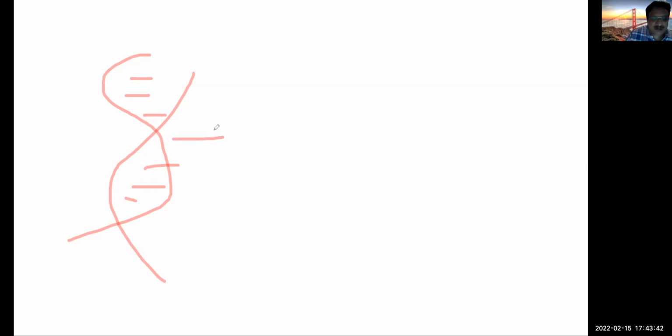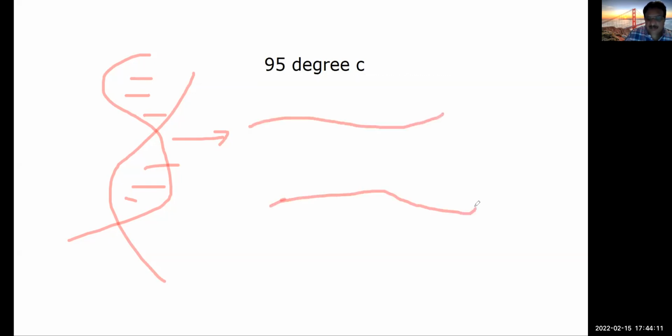Because if they were connected by a covalent bond, it would have taken a huge amount of energy to break this covalent bond. Because of this weak hydrogen bond, if you take DNA into a tube and raise the temperature to 95 degrees Celsius, what will happen? This DNA will separate. How did it separate? Because the hydrogen bond has broken, disrupted under the high heat.